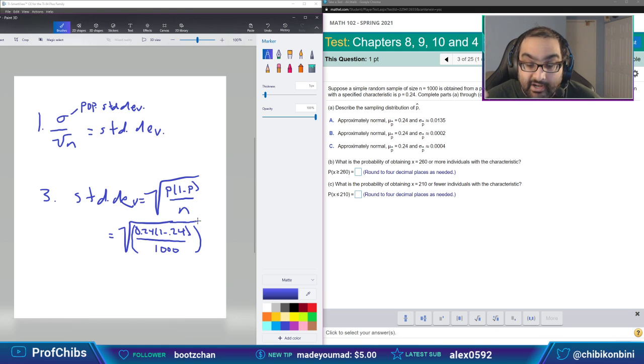Yeah, so go back to those sections. Remember, I put those questions in order, so you could go from chapter 8, 9, 10, and 4. So this is from chapter 8. Go to chapter 8. This is in that first section from chapter 8.